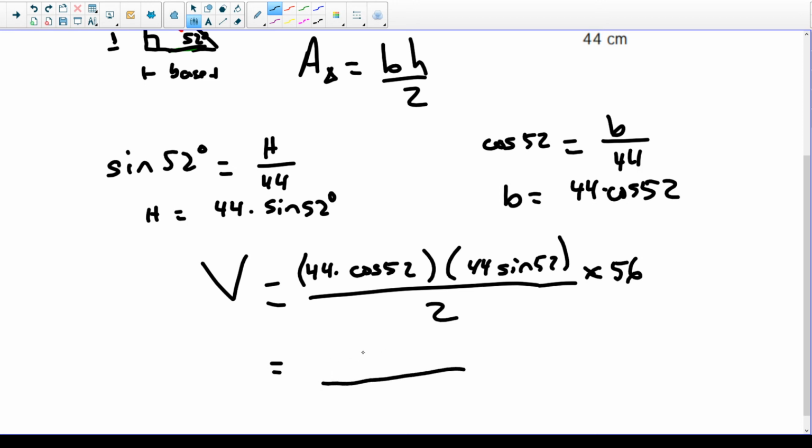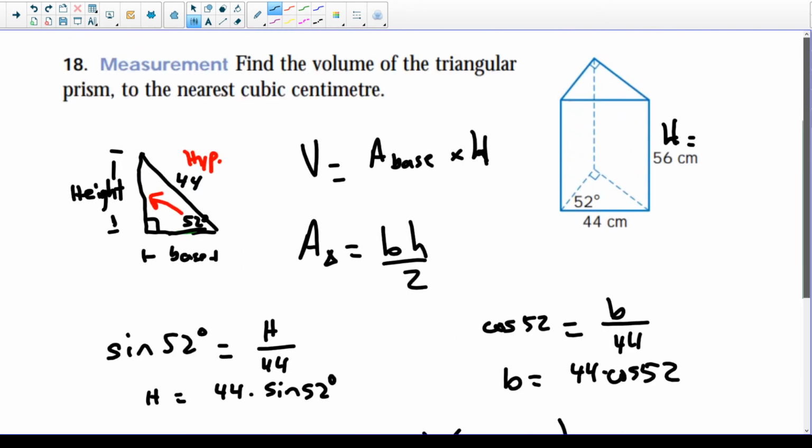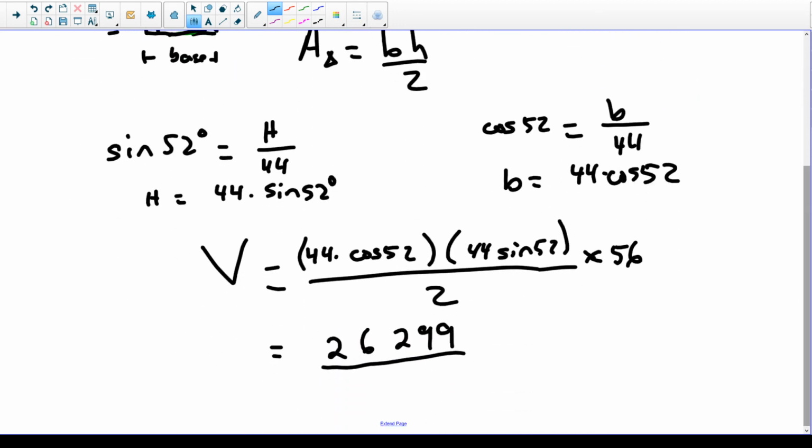Okay, I'm not seeing any answers pop. Oh, so 26,299.298.8. Let's round it off to 299. I can't remember now, did they ask us to round it off? Nearest cubic centimeter. Yeah, so nearest cubic centimeter would be that value right there. So we do have to round it up to 299. And that would be centimeters cubed. So the unit for volume is centimeters cubed.